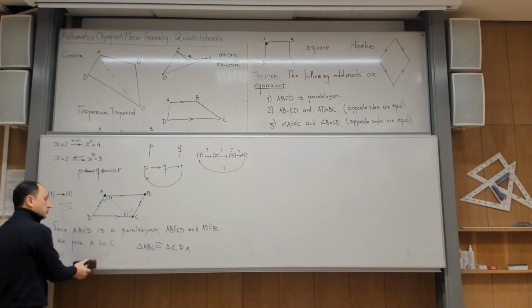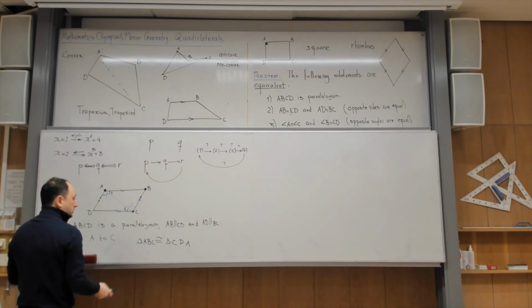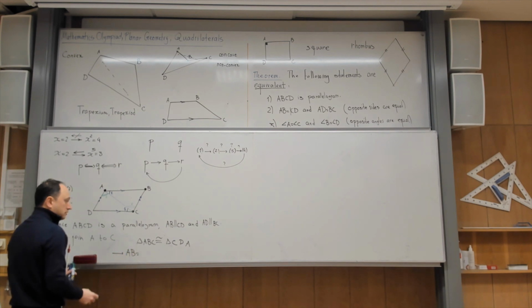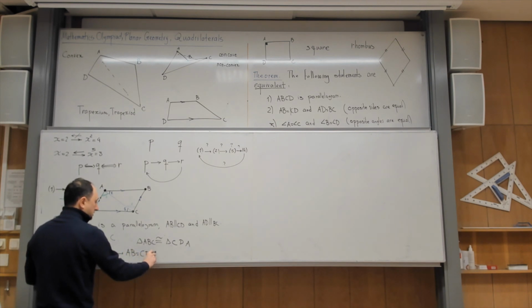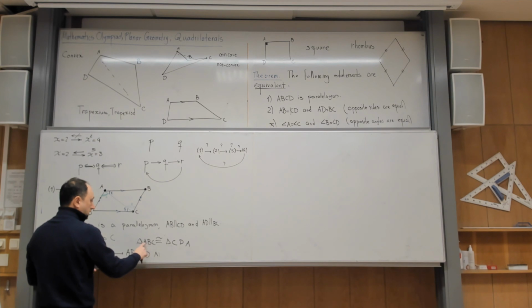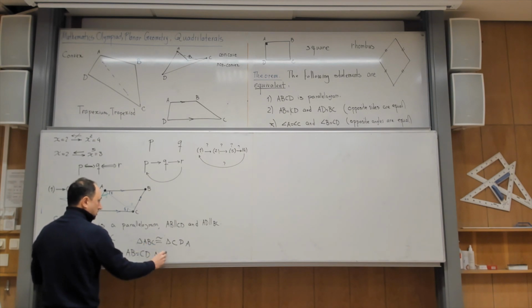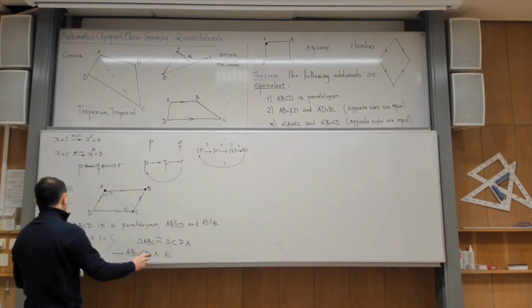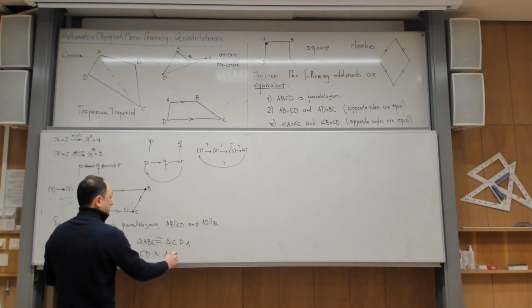Okay, so what we do here, I can conclude this. Whenever I have this, it is clear that AB should be equal to what? CD. And the other ones: AC is also equal to BD, yes? No, AD is equal to BC.